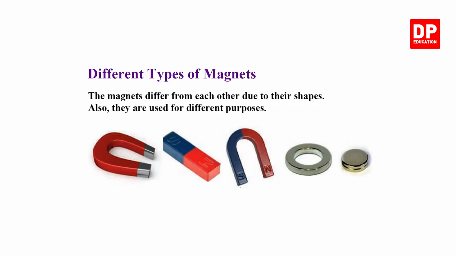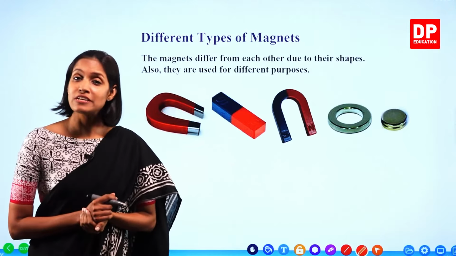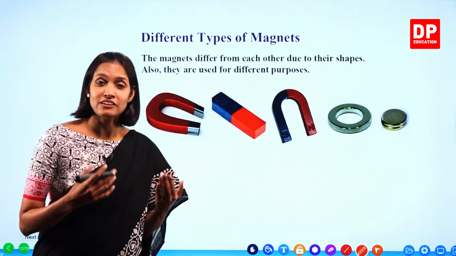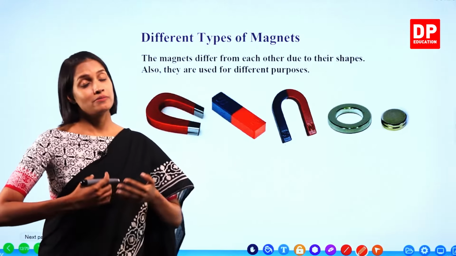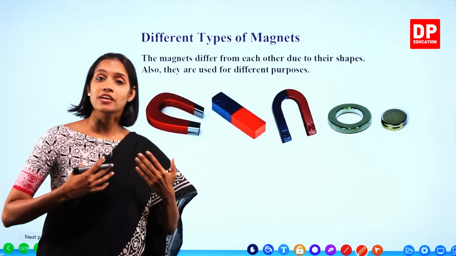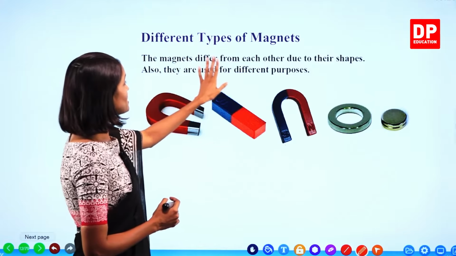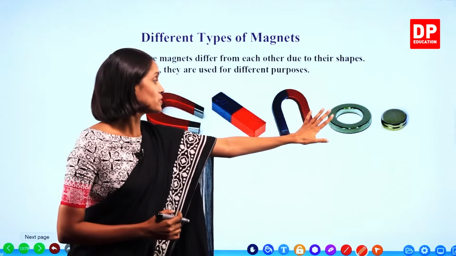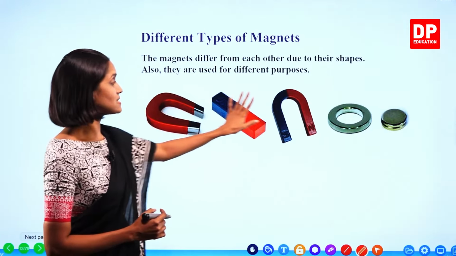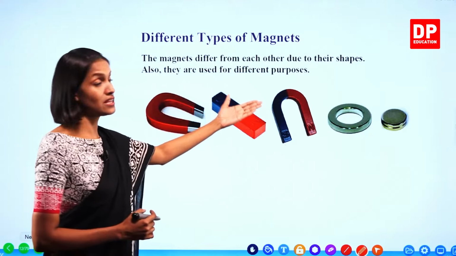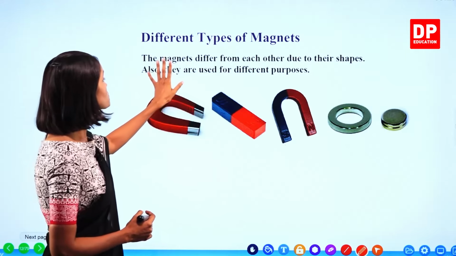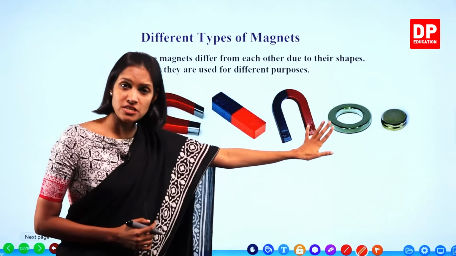Now we are going to learn about the different types of magnets. Remember, at the beginning of the lesson, I told you there are different types of magnets based on their shape, based on their use as well. Okay? The magnets differ from each other due to their shapes. Now look at these magnets. These are some examples. There are many other examples as well. Also, they are used for different purposes.